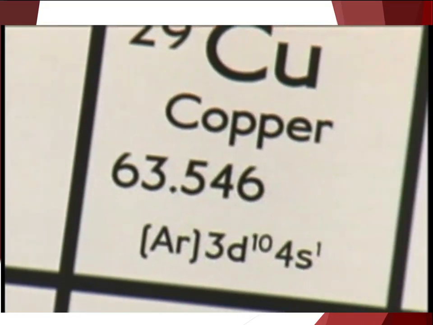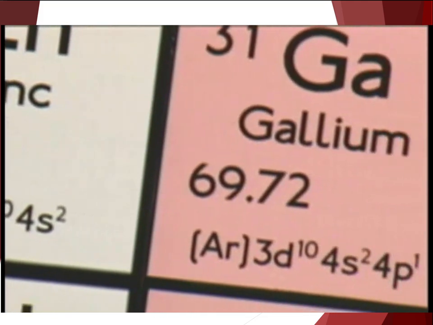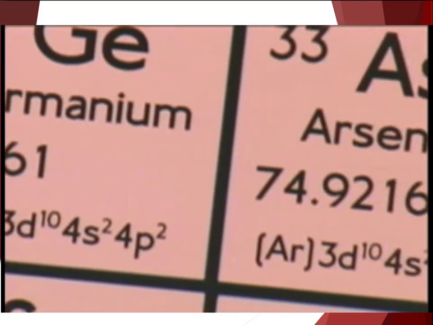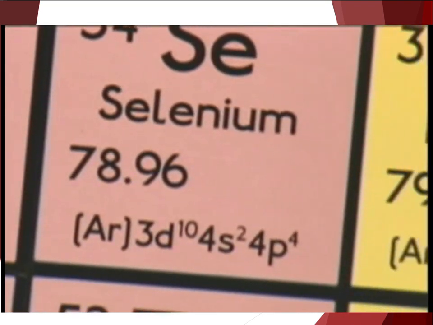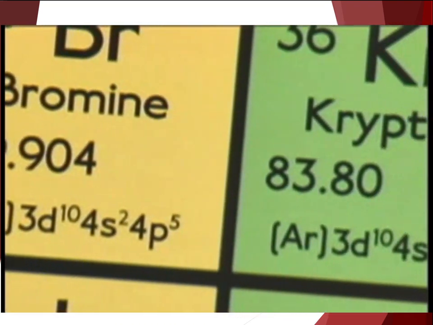It was only when chemists understood the electron configurations of elements that they could understand how atoms interact to make the millions of substances that we find in the universe.